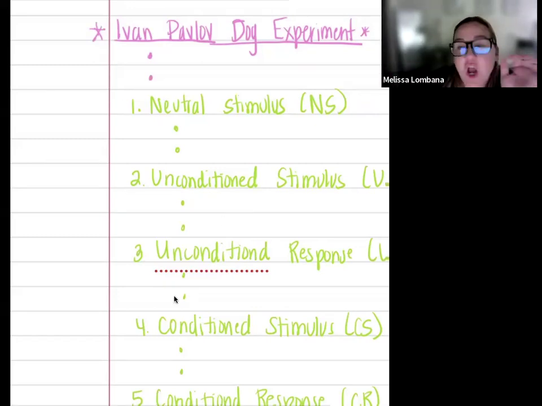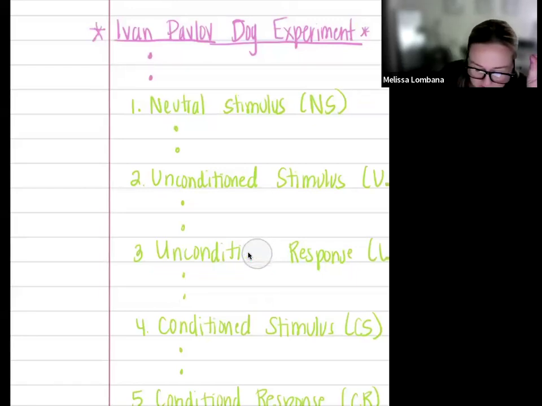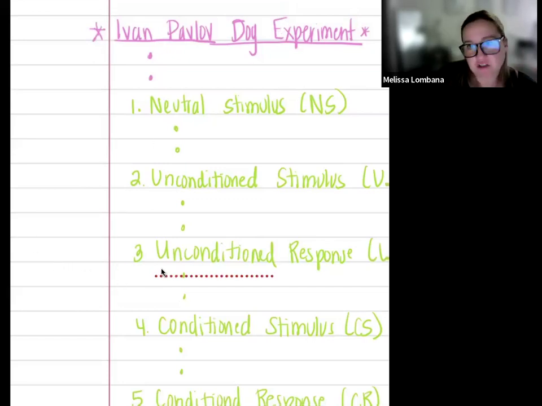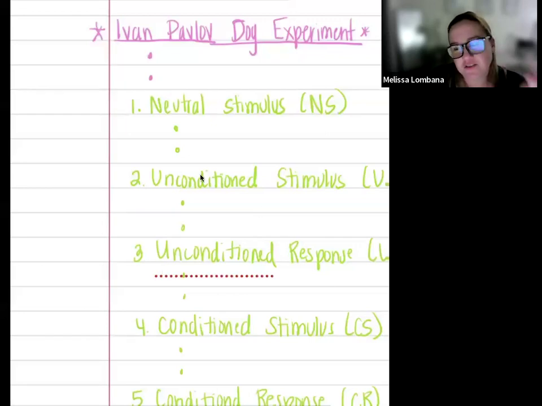Now the next one is the unconditioned response, and I spelled that wrong here. The unconditioned response is the natural, unlearned response. So for the dog experiment, it would be salivation. For our experiment, it is also salivation because of the sour. The only difference is here they got food, we got sour stuff. And then we start the learning process, in which once we condition and make that association, these things start happening.